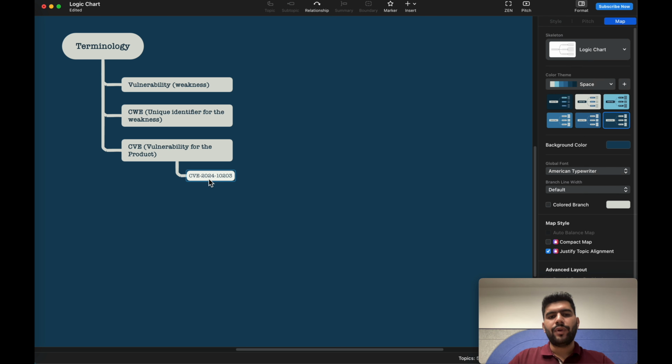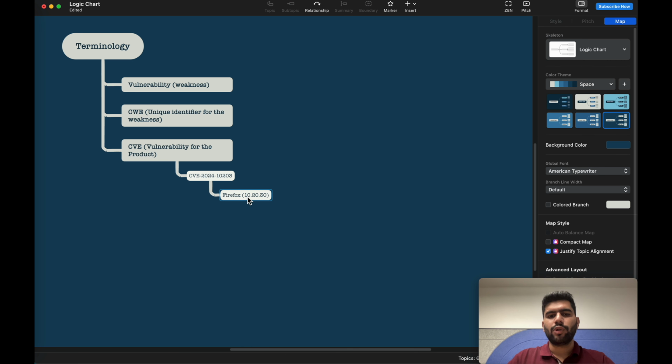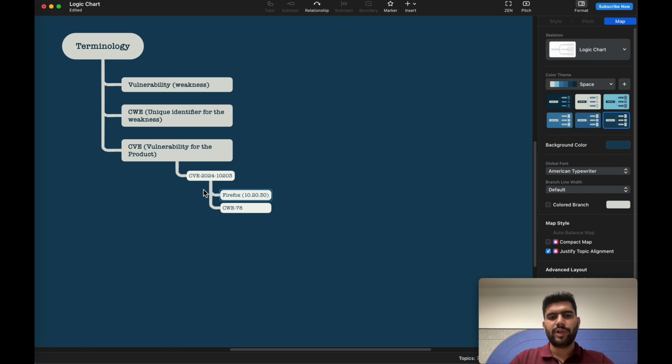So in 2024, 10203 is the serial number identified in 2024. This could be a weakness. For example, let's say Firefox version, let's say 10.20.30, right? For this particular Firefox version, we got the CVE, and let's say the CVE number is 10203 and the CWE number is CWE 78. Right? This could be a general structure for the CVE number.